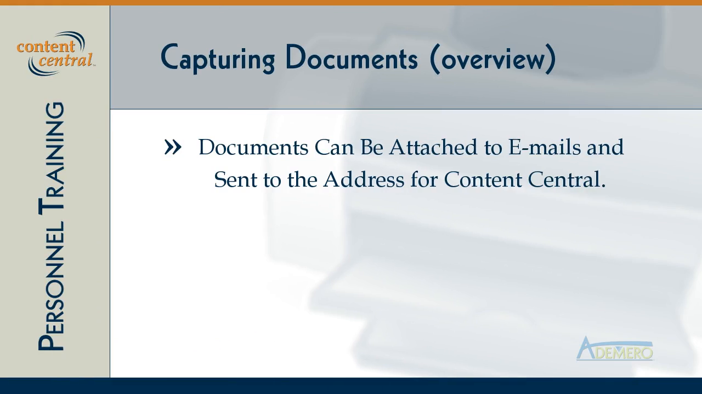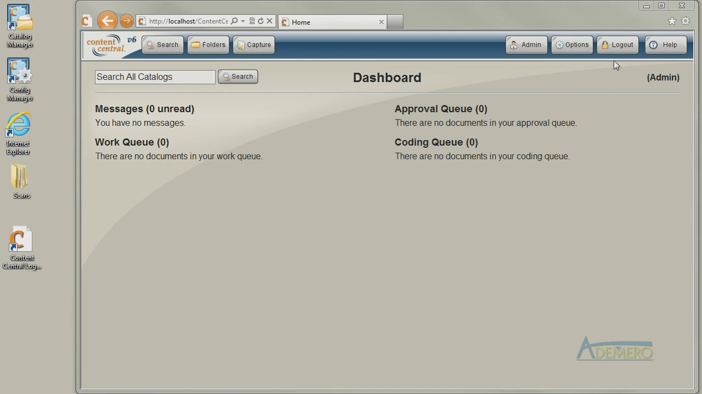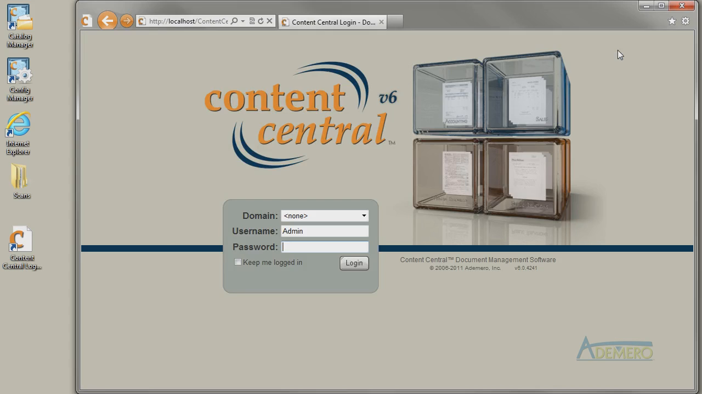To use monitored email addresses, simply send an email with your attachments to the email address that's been configured. Content Central will take the attachments or the body, if that's what you chose, and bring those into the system. Again, they may show up in the coding queue or they may go straight to the catalog browser. To log out of Content Central, click the Logout button in the upper right-hand corner.